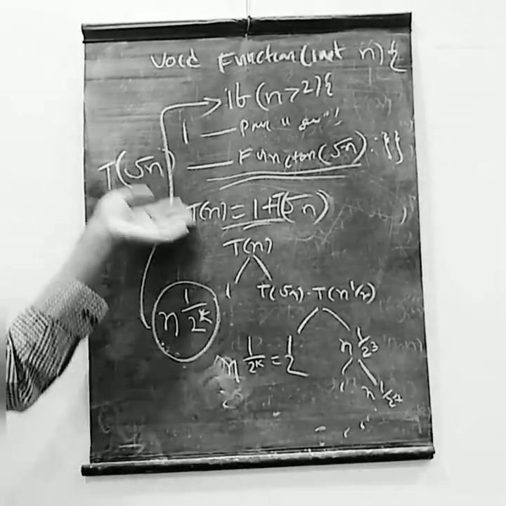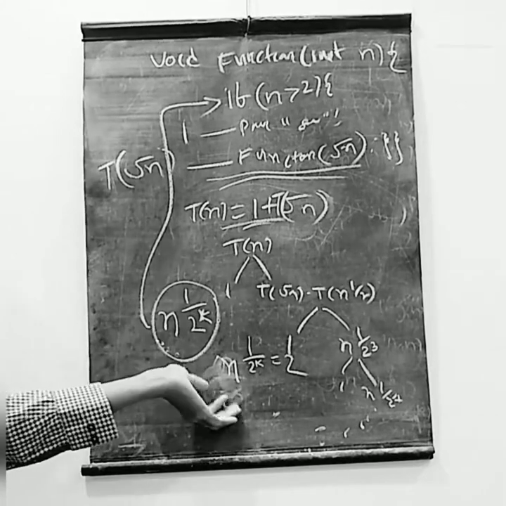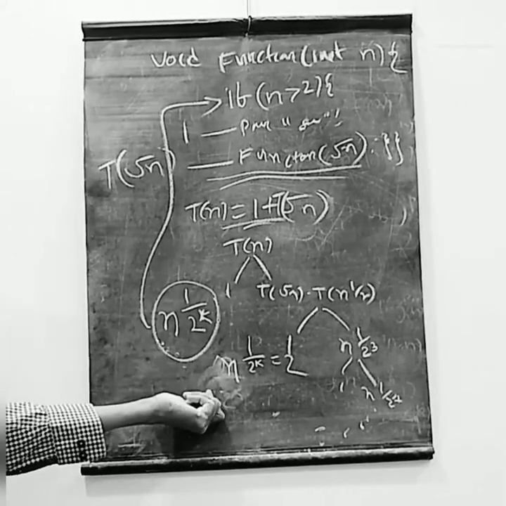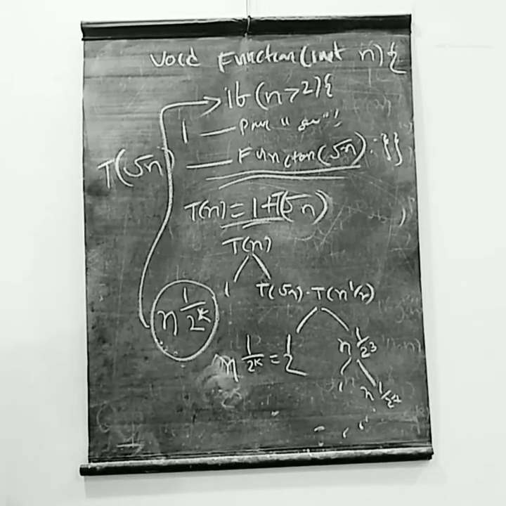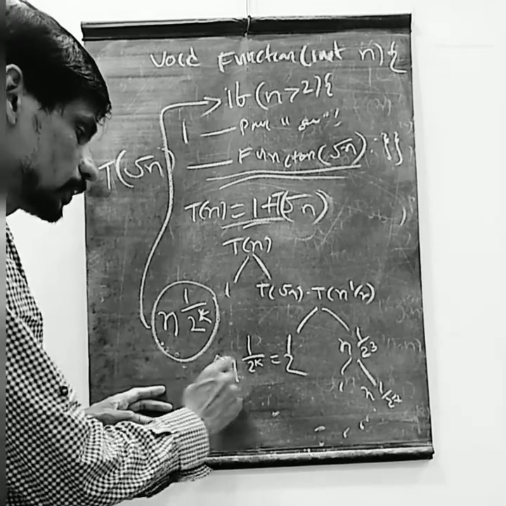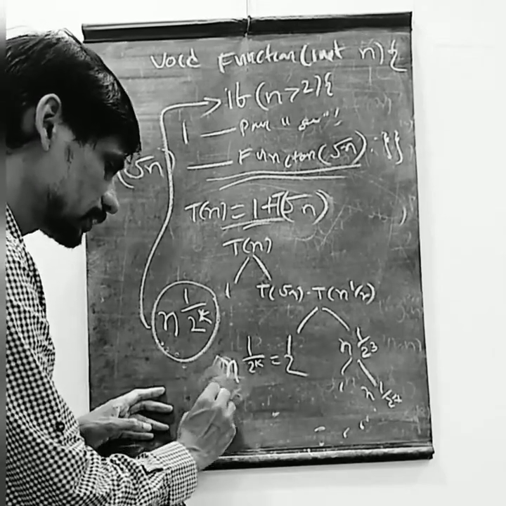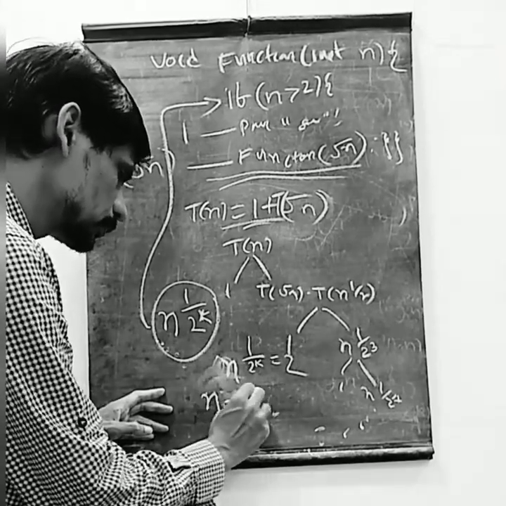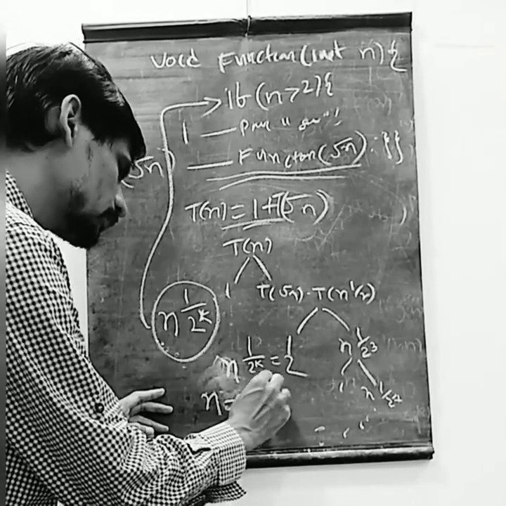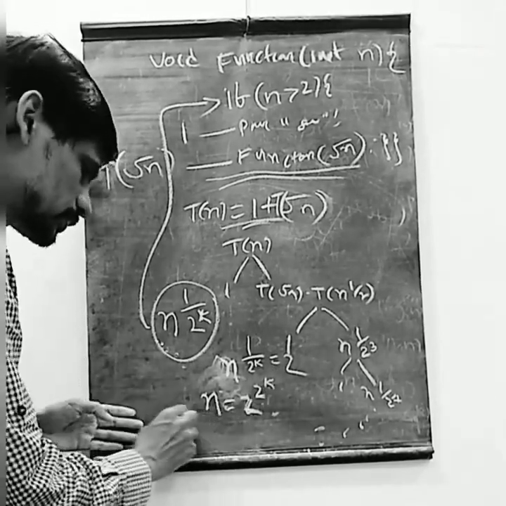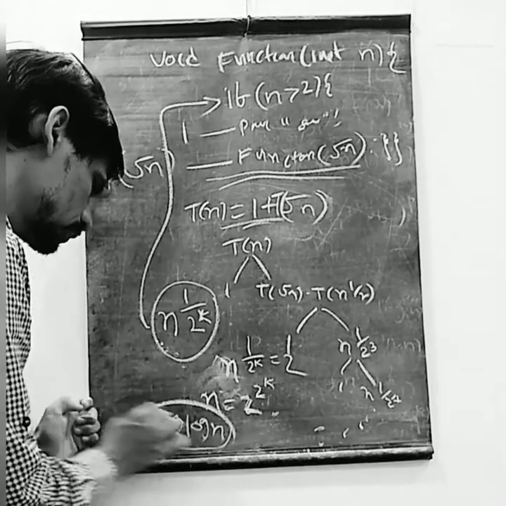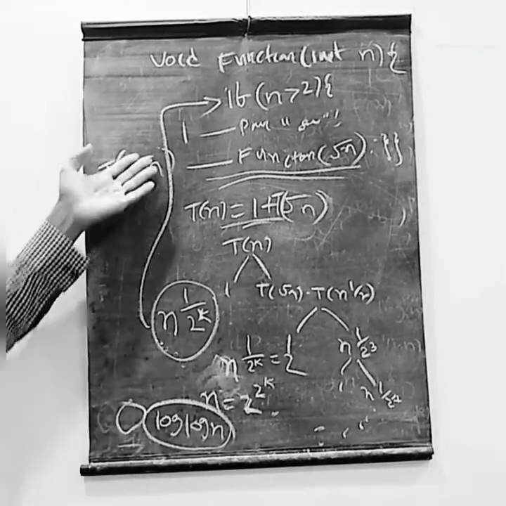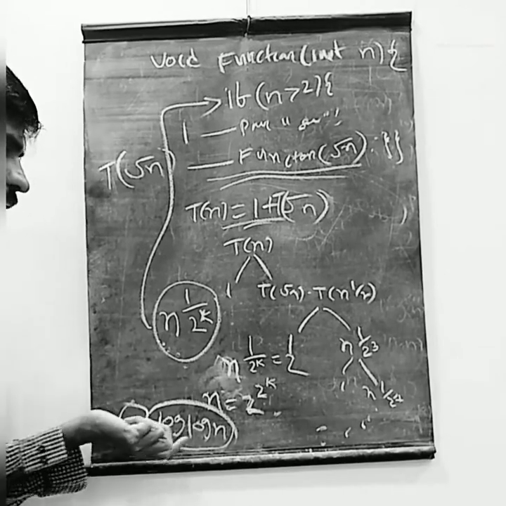This is what we are saying. So this can be represented as n equals 2 power 2 power k. So k will be log log n. So my complexity of this program is big O of log log n.